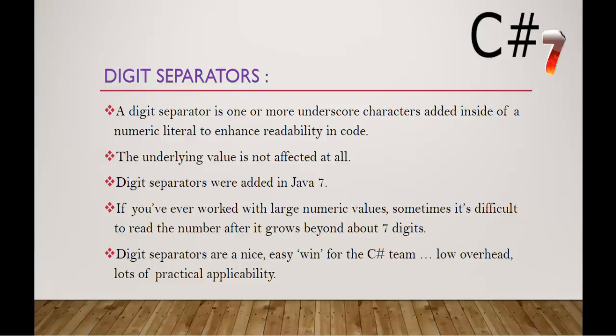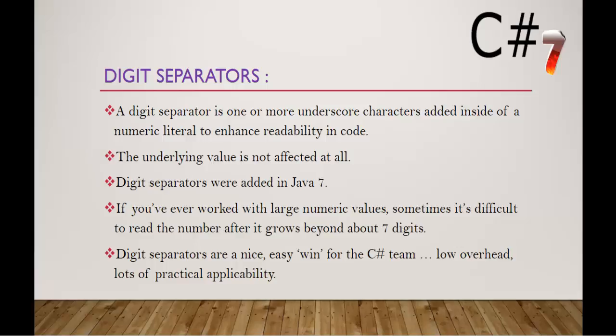You have a numeric literal. Between that numeric literal, we can add an underscore character such that it improves the readability of that numeric literal. At that point, we make use of this digit separator. The underscore we add is not going to affect the numeric literal's underlying value at all. And digit separators were added in version 7.